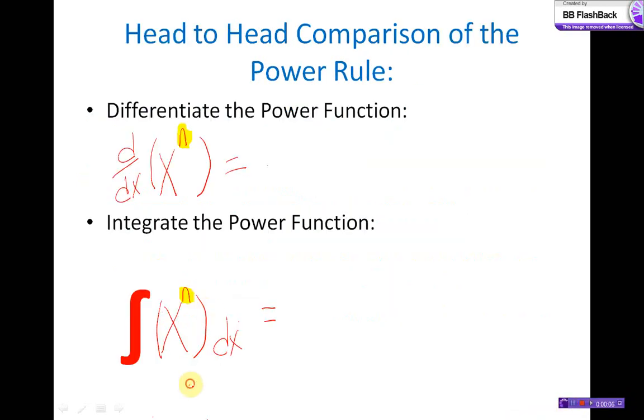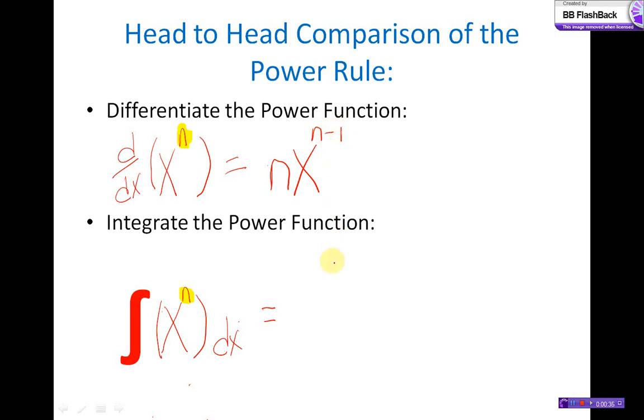So now let's do a head-to-head comparison of the power rule applied for differentiation and integration. Notice that we have power functions where the constant number is in the exponent. So with differentiation, the first thing we do is we take our original exponent n and we turn it into a coefficient. And then we also take the original exponent and subtract 1.